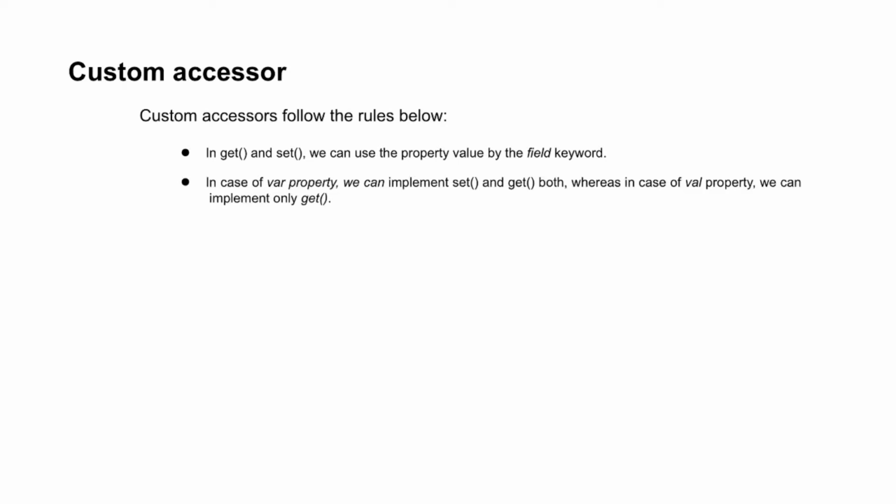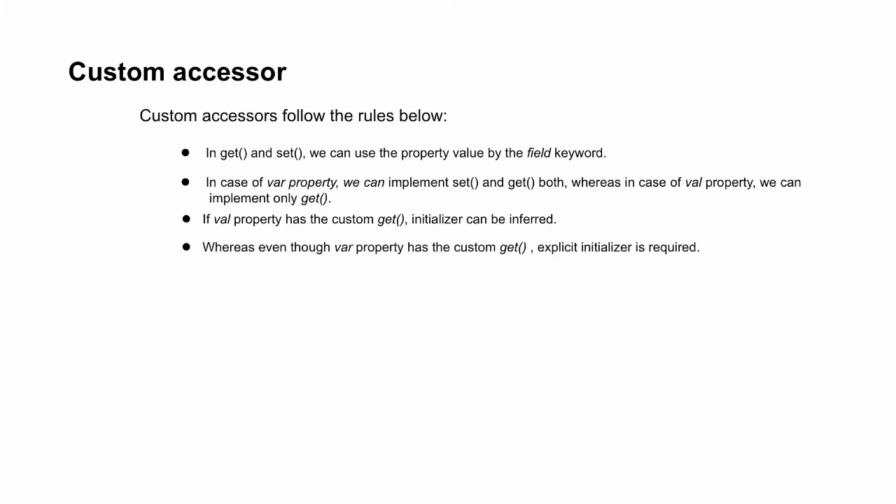var variables can have both get and set functions, but because a val variable is a read-only variable, it can have only the get function. And if a val variable has a custom get function, we don't need to initialize the value. On the other hand, even though a var variable has a custom get function, we should initialize the value.